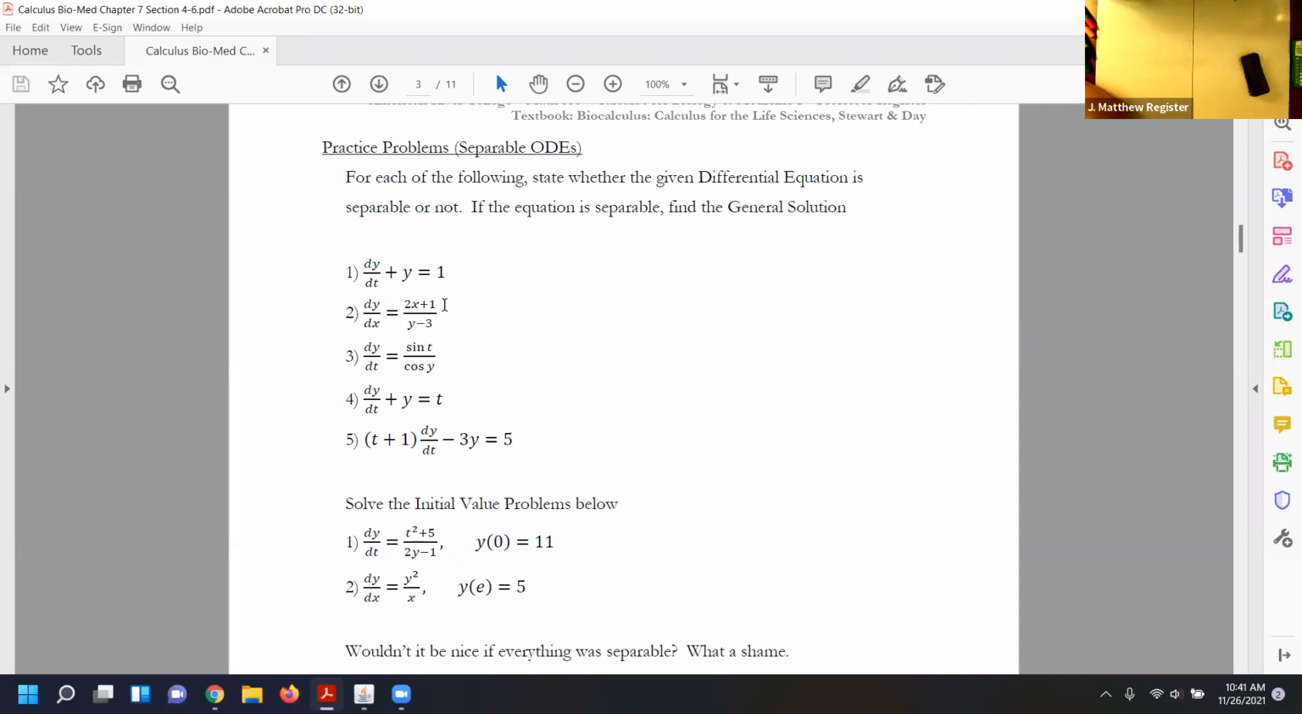So looking at the first one, dy/dt plus y equals 1. This one is very separable. It might not look it at first because notice we do have the sum in there, but what we can do is move that y over to the right side, and then we can separate it out. And so let's try this one. This is a nice, easy one. dy/dt plus y equals 1.